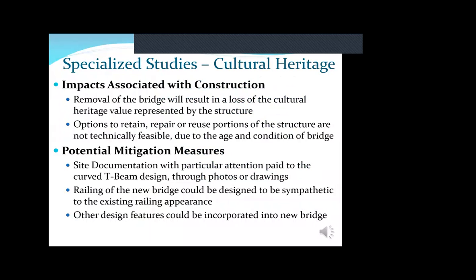Implementation of Alternative 1, removal of the bridge, will result in a loss of cultural heritage value represented by the structure. Some options to mitigate this impact are: 1. Document the site using photos or drawings to ensure that an accurate record of the heritage features is retained and would be deposited with the Bruce County Archives. A second option would be the design of the railings and barriers, which could incorporate sympathetic details from the original bridge. Another option would be to include other design details associated with the bridge in the design of the new structure.